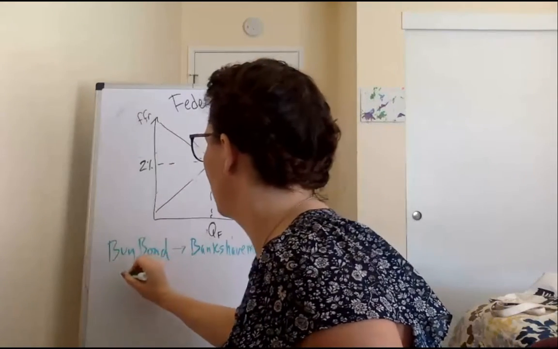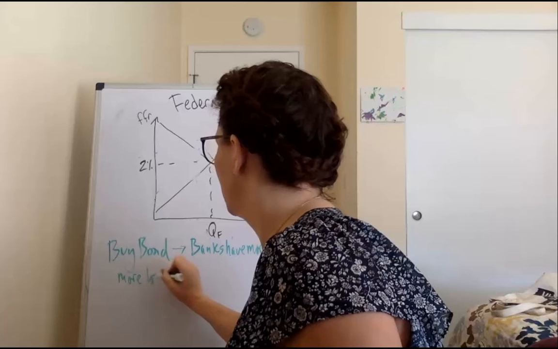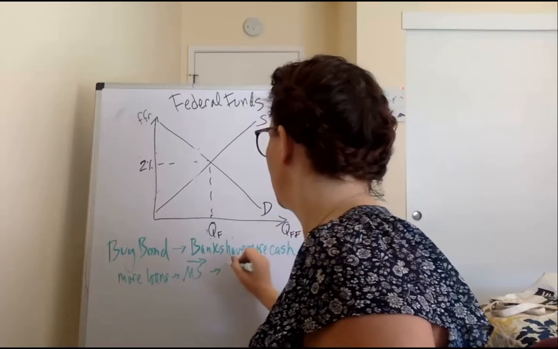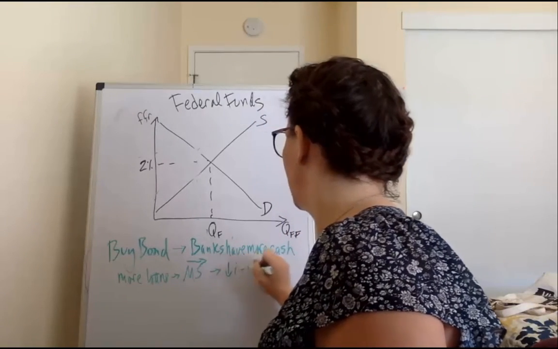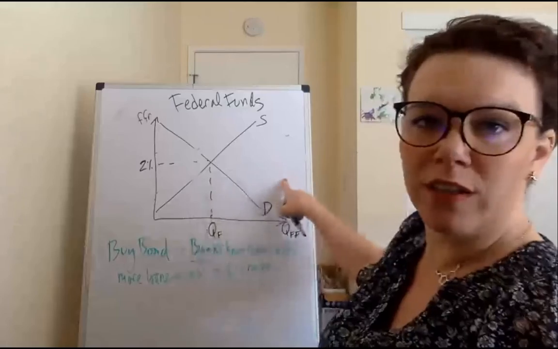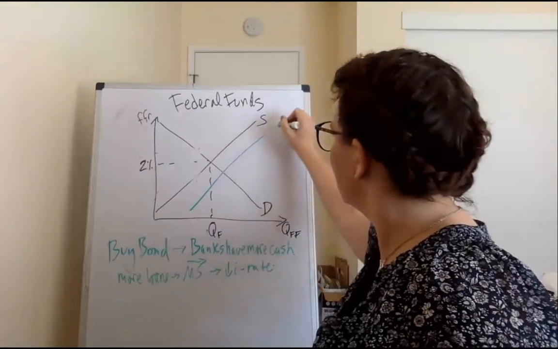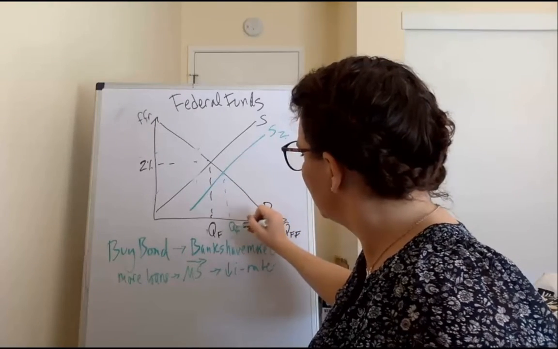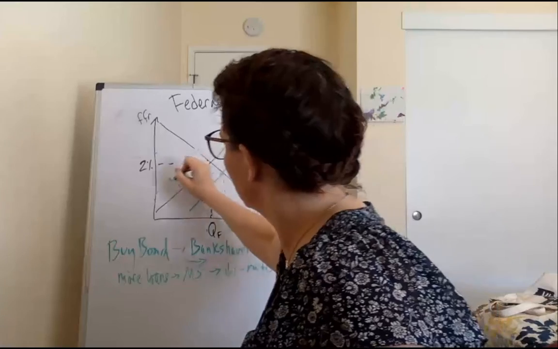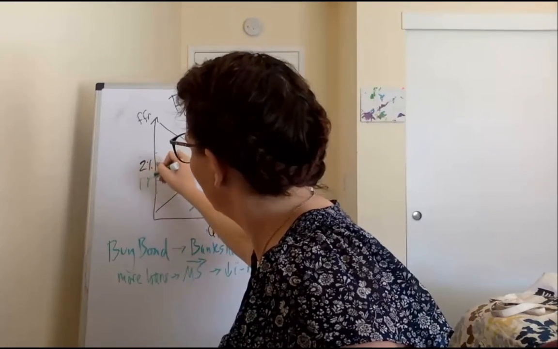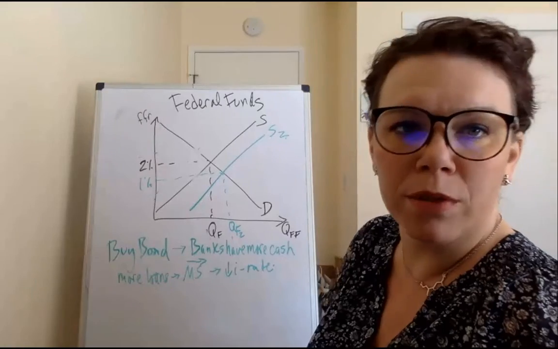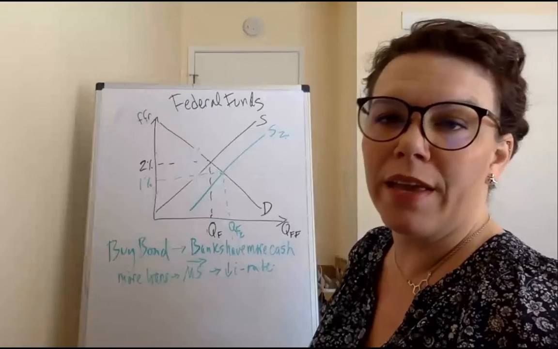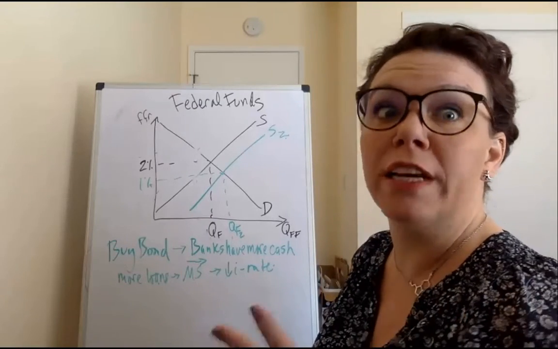Which means they can make more loans, which means the money supply is going to shift out, which means we're going to see interest rates go down. And in the federal funds market, it would just look like this. Supply curve shifts out, equilibrium quantity of federal funds shifts out, and the equilibrium interest rate decreases to, say, 1%. It's cheaper to borrow money, easier to borrow money. There's more money available, and so that helps to push the economy forward.